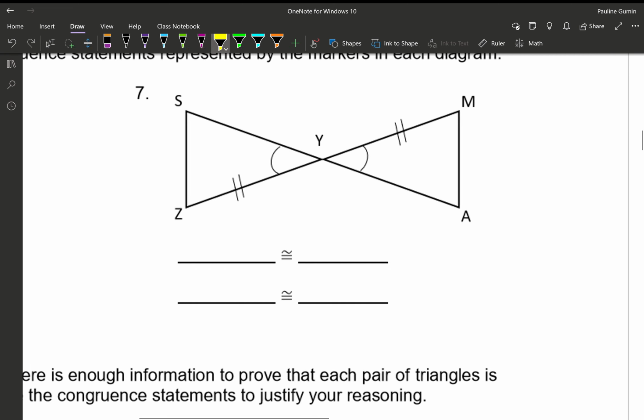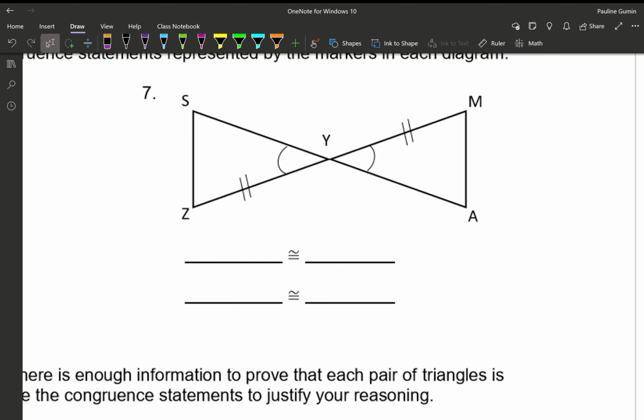Let's do the same thing for number 7. I'm going to start off with the lines that are marked. I have a line marked right here, and I'm going to call that ZY. Then I have a line marked right here, and I'm going to call it MY. Don't forget to put little hats on top of them to represent that they're lines.